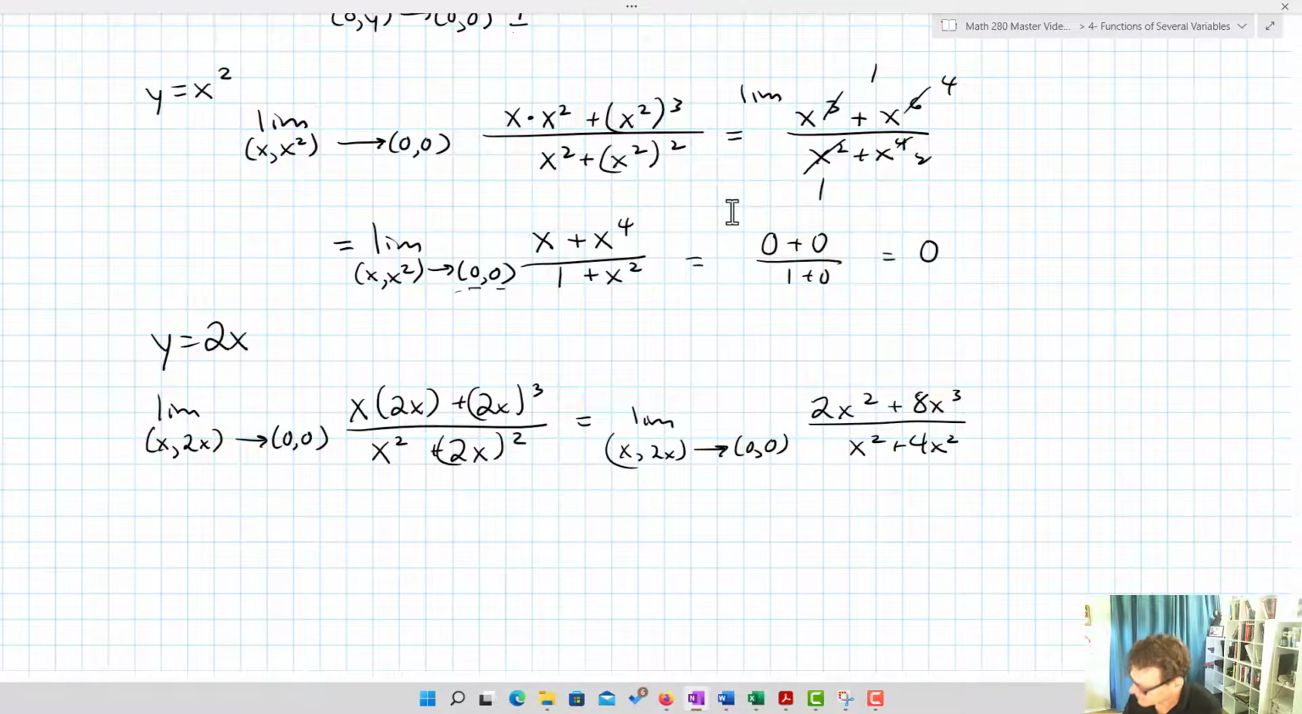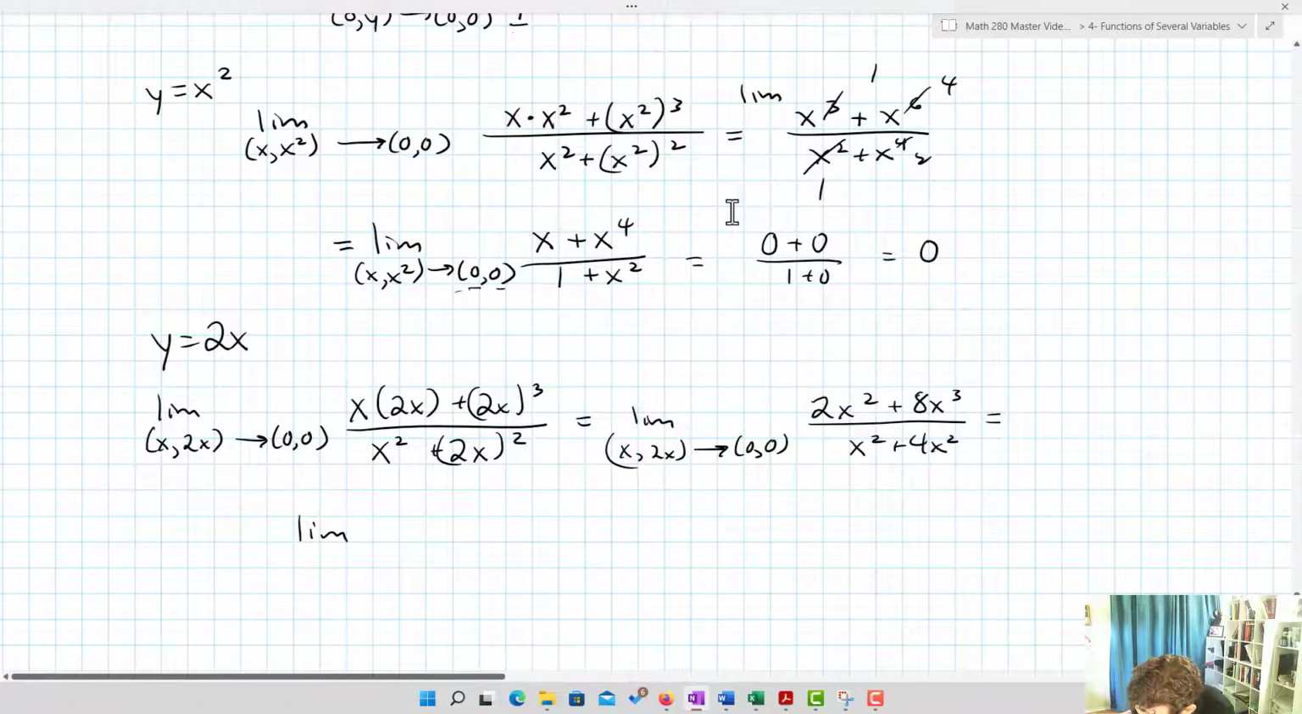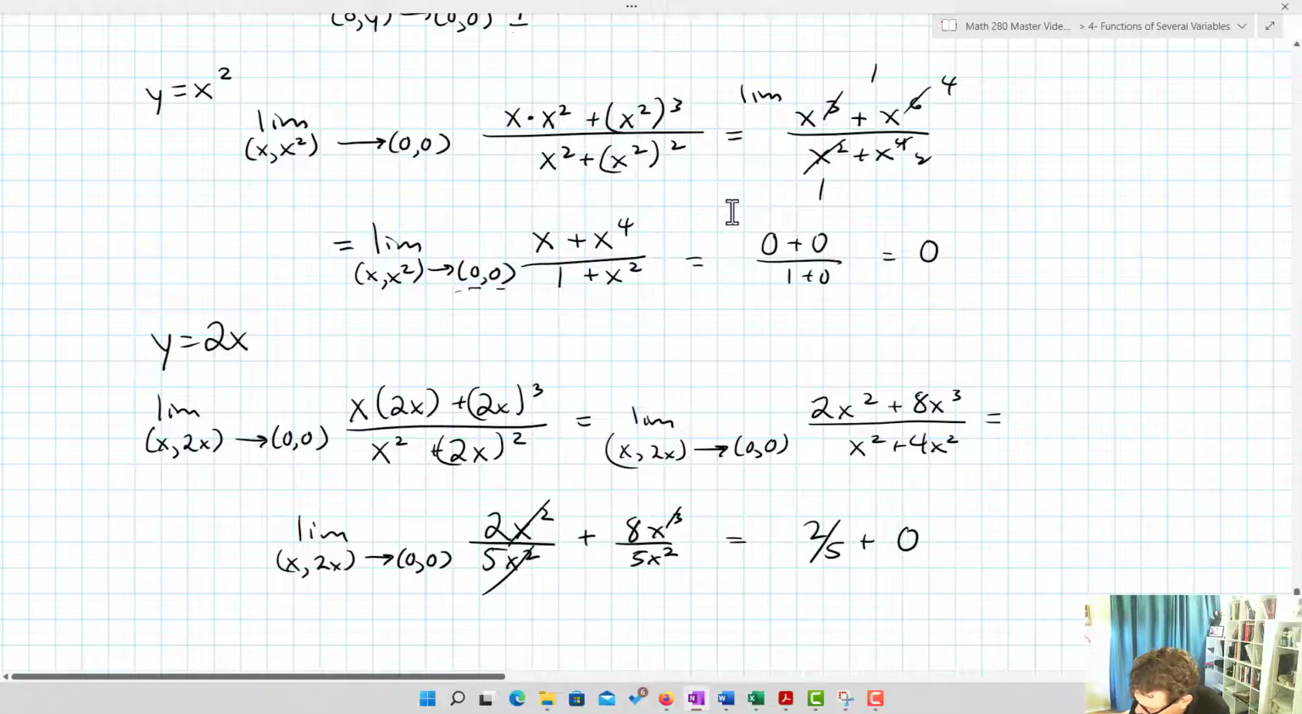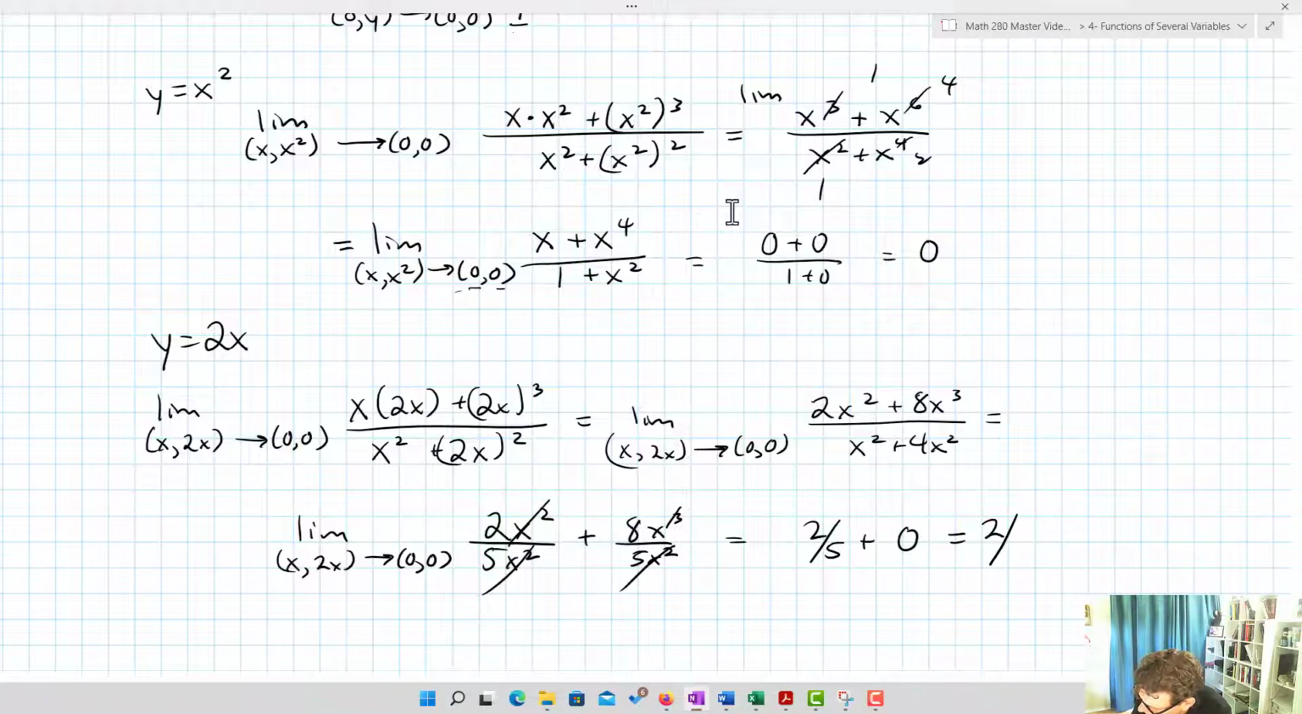And if I go in, I'm going to see that this actually ends up equaling the limit as (x, 2x) approaches (0, 0) of 2x squared over 5x squared plus 8x cubed over 5x squared, which equals 2/5 plus 0. Because these are going to cancel. This is going to become a single x, that'll cancel. And then we have 8 times 0 is 0. So we get 2/5 plus 0. So this ends up equaling 2/5.